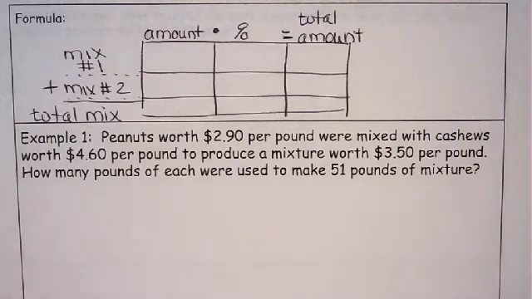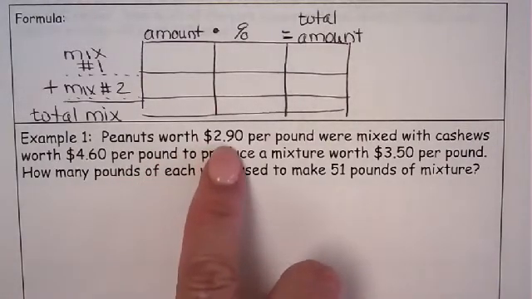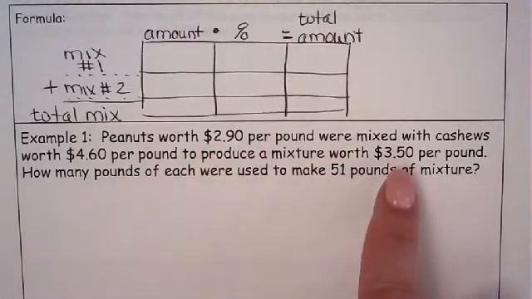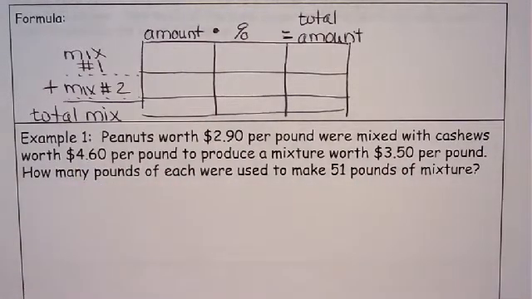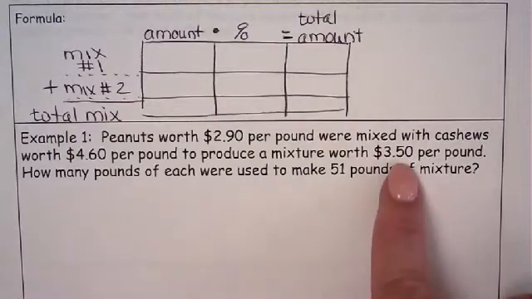Now, I want you to think about this. You've gone to the store and seen cans of mixed nuts. It has all the different types of nuts in it. Now we know something. The peanuts are definitely going to be the cheapest. Cashews are going to cost us a lot more. And we want a mixture that's going to cost somewhere in between.